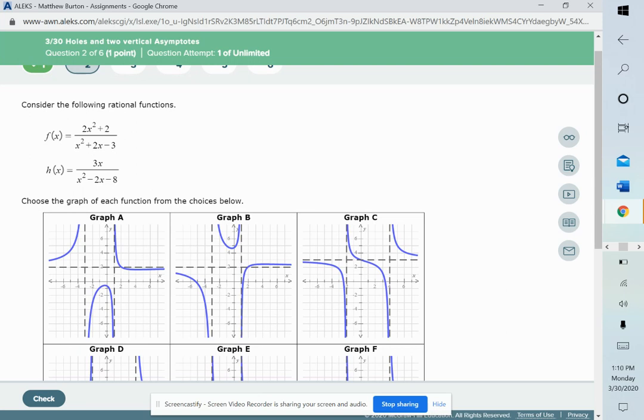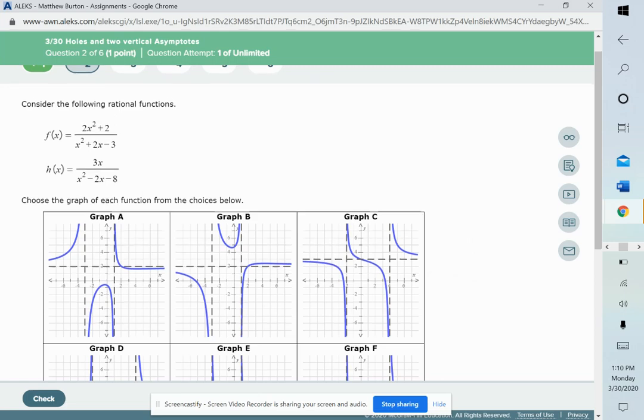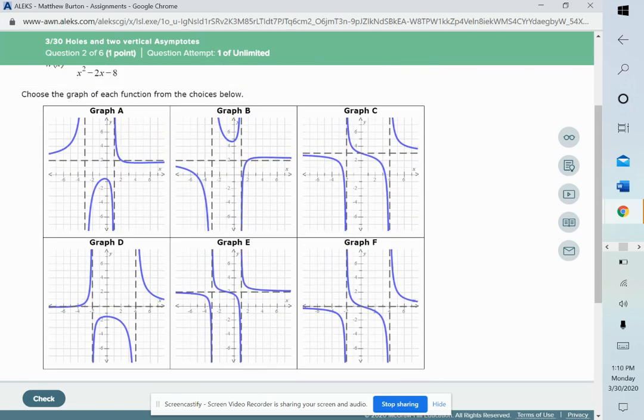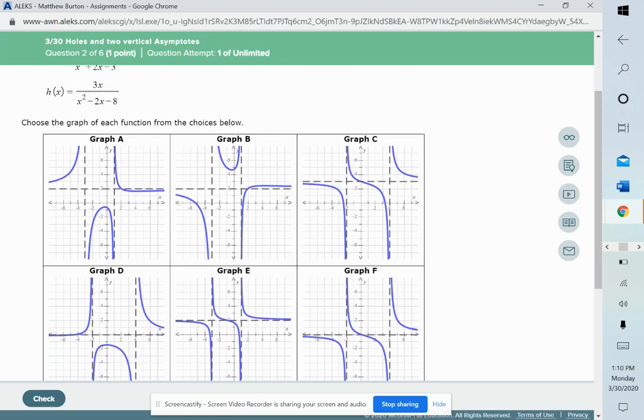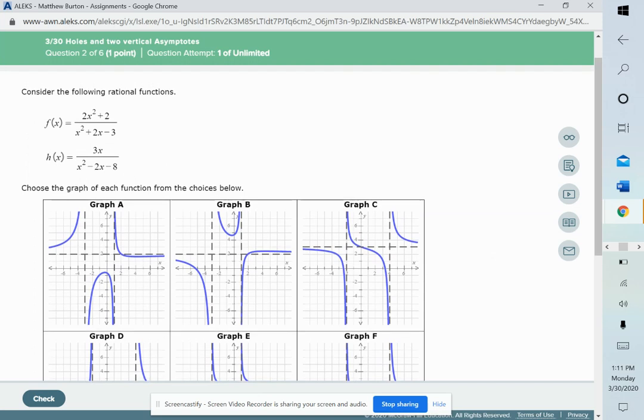So let's look at f first. F is a power 2 over a power 2, which means it's got a horizontal asymptote of 2, because when I divide every term by x squared, it will leave me 2 over 1. So it has a horizontal asymptote of 2. So that is definitely A or B or E, definitely not C, definitely not D. So you're down to A, B, and E. That's the horizontal asymptote.